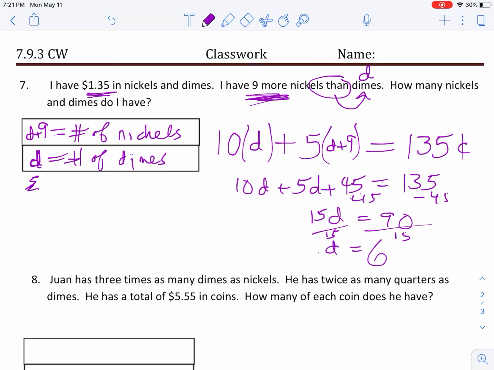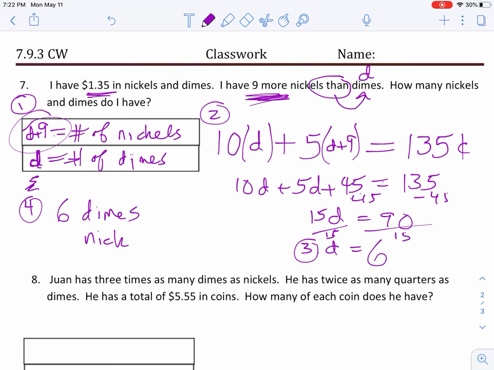All right, now it asks me, so I just made my label box, that's step 1. I created my equation, step 2. I found the solution, that's step 3. Now I need to answer the question, how many nickels and dimes do I have? So I'm going to write 6 dimes. Wait, how do I know how many nickels? Oh yeah, I look right here. d plus 9 is going to be the number of nickels. So d plus 9 is 6 plus 9, so 15 nickels. All right, cool. There's my answer.